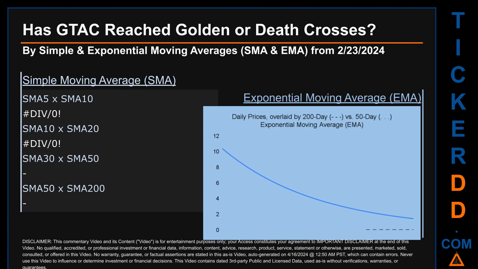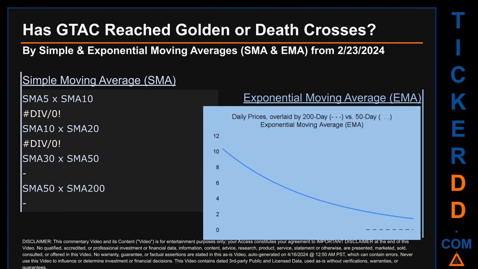Has GTAC price reached golden or death crosses? Golden cross and death cross are basic signals that compare average prices across two specified trade day ranges, a short-term versus a long-term range. For example, 5-day versus 10 trade days. Essentially, a golden cross is a bullish signal. It appears when a ticker's short-term moving average crosses above its long-term average.